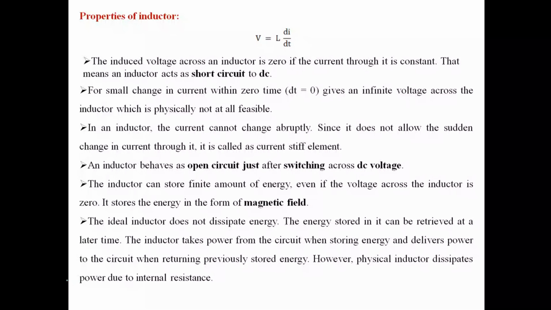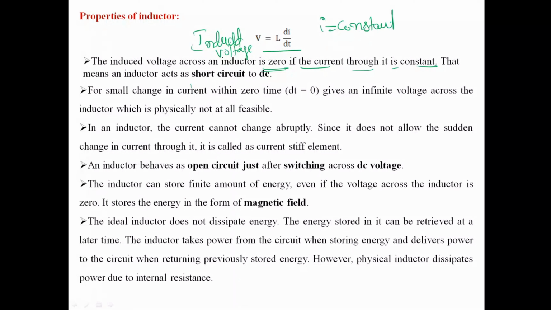Now let us conclude what we have discussed about the inductor. The properties of an inductor are as follows. One is the induced voltage. The induced voltage in an inductor is given by V is equal to L di by dt. So the induced voltage across an inductor is 0 if the current through it is constant. If I is constant, then what is di by dt? The derivative of a constant is 0. Therefore, the voltage becomes 0.